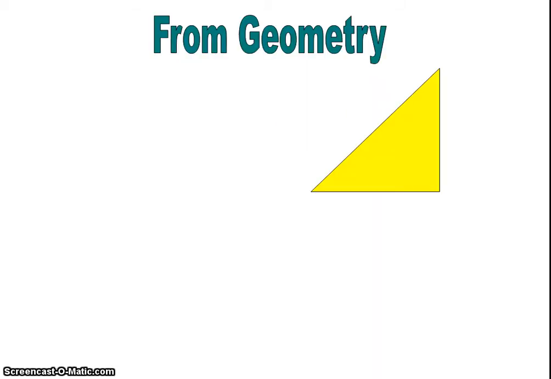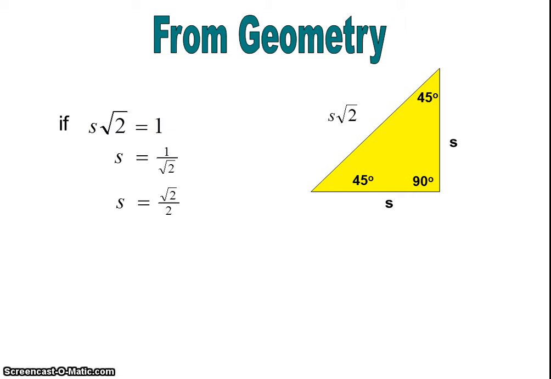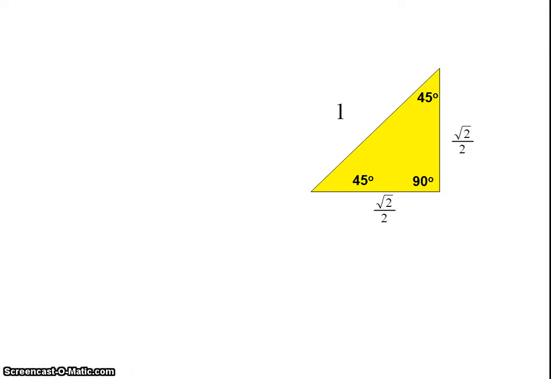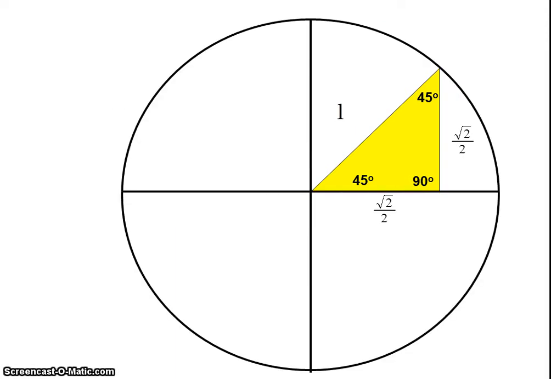All right, back to geometry again, 45, 45, 90 triangle. Here are your ratios, again, nothing new, but we're going to let the hypotenuse equal 1. That's the key for the unit circle. It's called the unit circle because the hypotenuse is 1 unit. So the length of a side is going to be 1 over radical 2, which rationalizes to radical 2 over 2. And now we're going to put that into the circle.